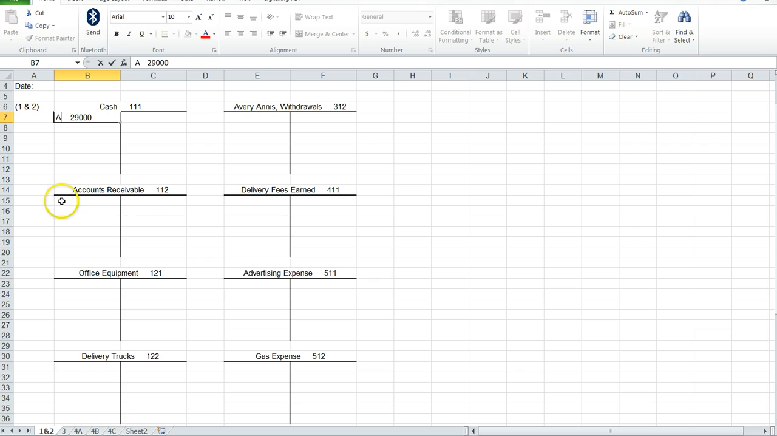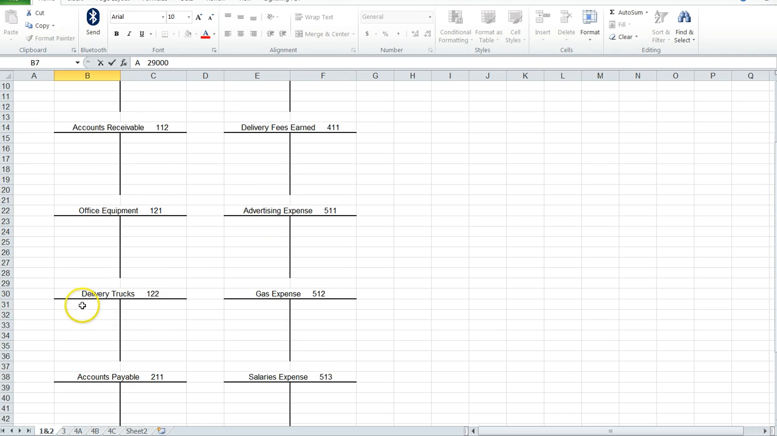I read on transaction B, bought delivery trucks on account for $12,000. What accounts are affected? What direction are they going? Up, down? Well, if you're buying delivery trucks, you got more delivery trucks coming into the business. Delivery trucks is an asset, something that we use, that we own, even though we haven't paid for it yet. And you know the rule is when you need to increase an asset, you will put the increase on the debit side of the account. So here I am putting a debit in there for $12,000.